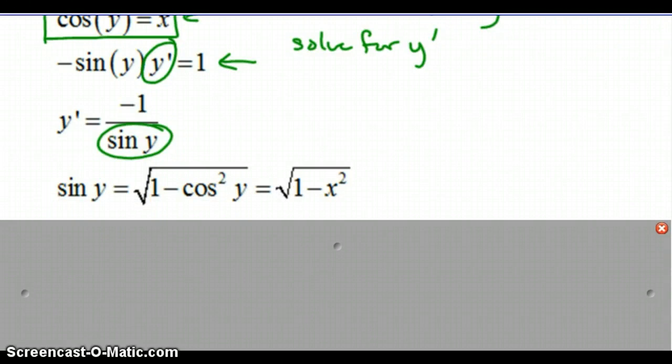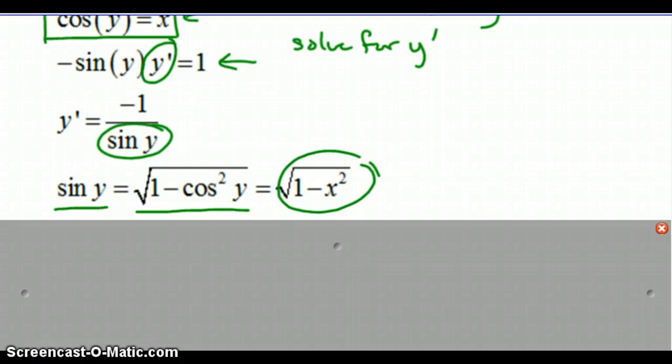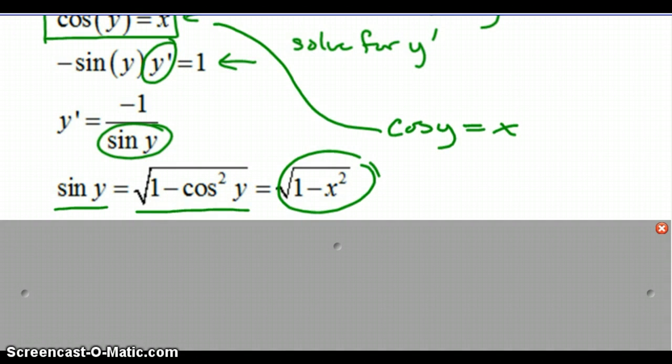So, I know that sine y is equal to the square root of 1 minus cosine squared y. Very similar to what we did before using the Pythagorean trig identity. And here I made a substitution because I know that cosine y equals x from my previous step up here.